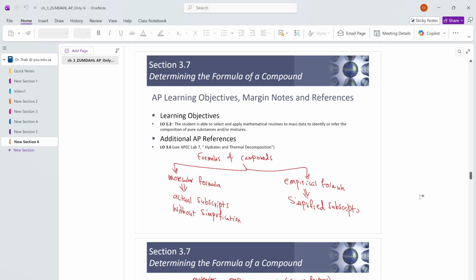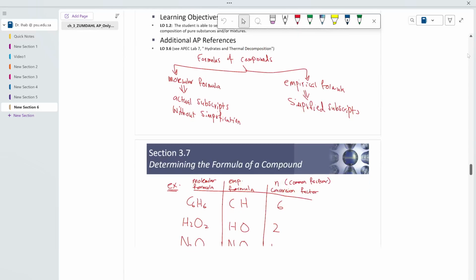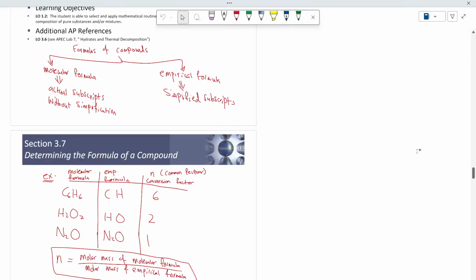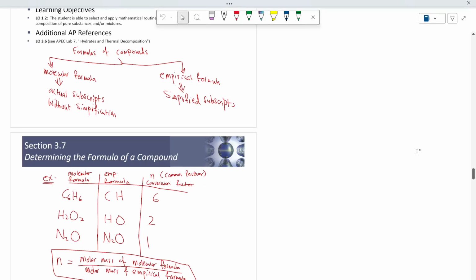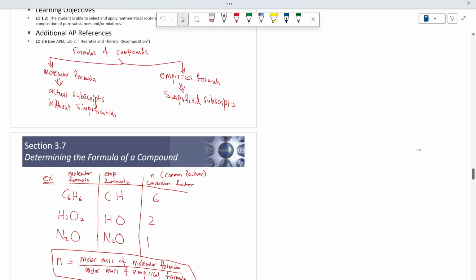Okay. Now, the next section in this chapter is determining the formula of compounds. Here we can distinguish between two types of formulas. The first type is called molecular formula, and the second one is called empirical formula. The difference between them is that in molecular formula, you will find the actual subscripts without simplification. While in empirical formula, the subscripts should be simplified to the smallest whole number.